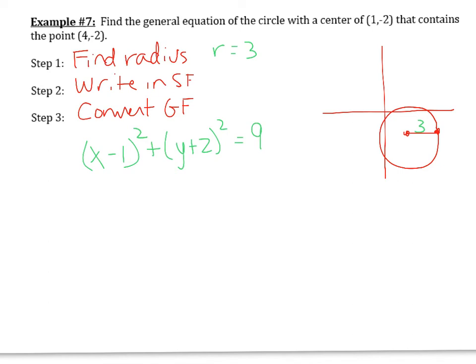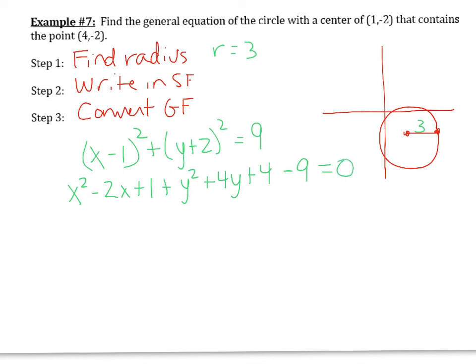To then transform this into general form, I need to expand my binomials and move everything to the left-hand side and set it equal to 0. So undoing the factoring, x minus 1 squared is x squared minus 2x plus 1. And then y plus 2 squared is y squared plus 4y plus 4. And I'm going to take the 9 and bring it over via subtraction. And now we have this.